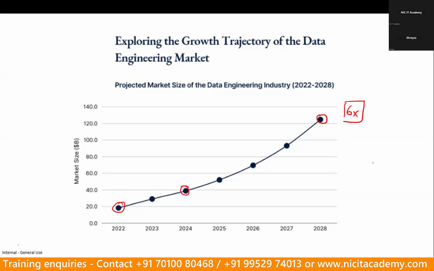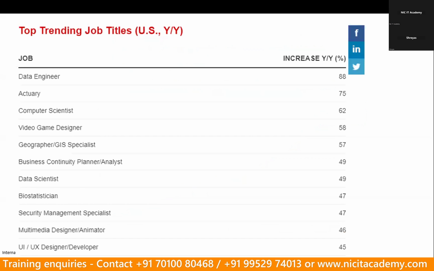On top of that, if I take you to the US market, data engineer is the most trending job title. There is nothing beyond that. All right. All your UI, UX designer, developer, data scientist, video game designer, computer scientist, all of that is secondary to data engineer. It has an 88% year on year growth. All right. Now, we have seen that it is the top trending job title in the US.